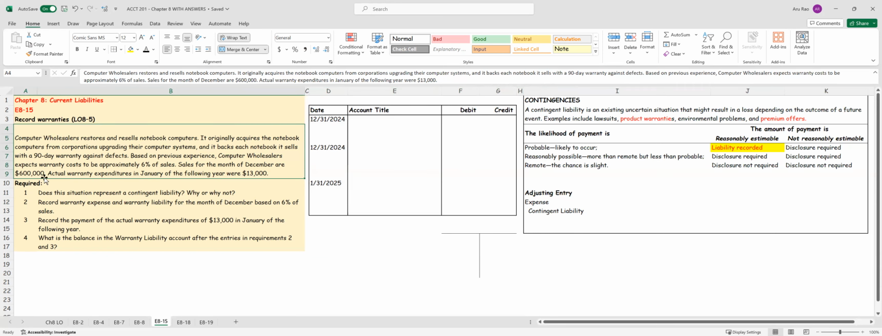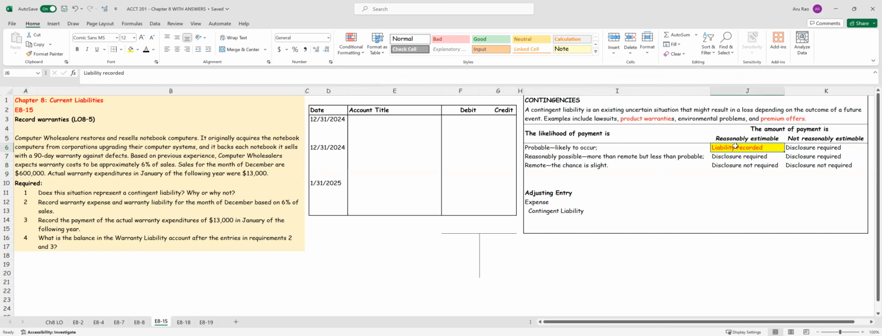They've told us based on past experience they expect it to be 6% of sales. So yeah, it's definitely probable. And they're telling us what the amount is likely to be. They can estimate the amount, and therefore we have to do a journal entry. So definitely it is a contingent liability. So now we have to do the journal entry on December 31st. Or before we do the journal entry for the adjustment, we'll just do the journal entry for the sale. Let's assume it all happened on December 31st.